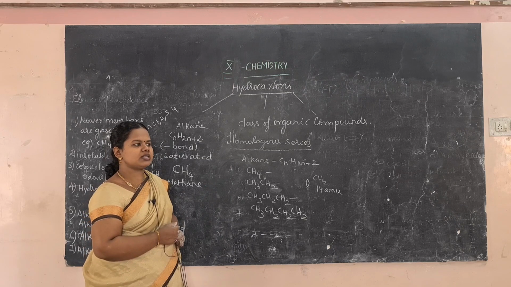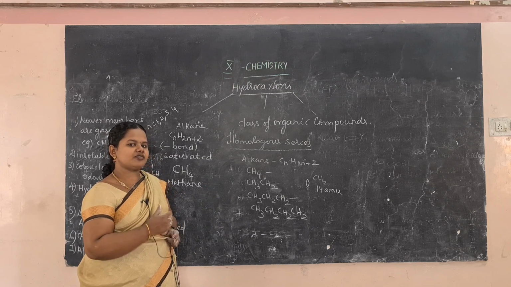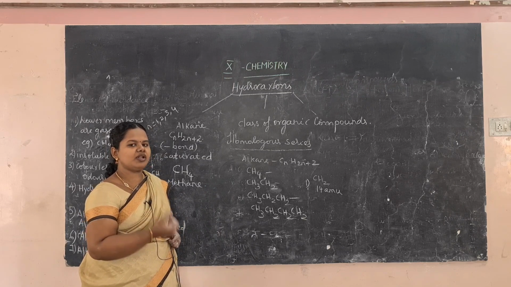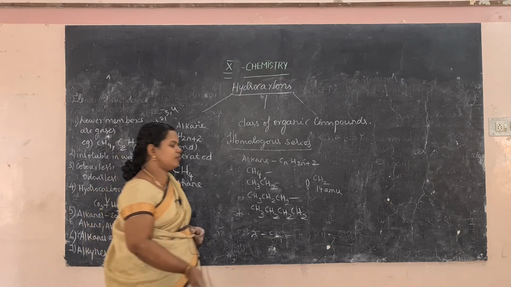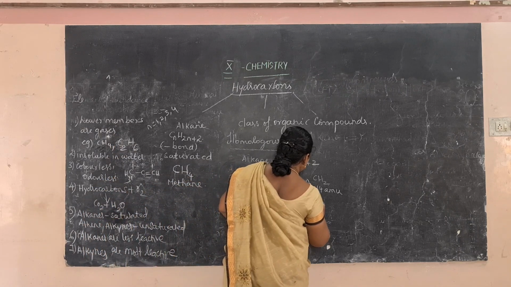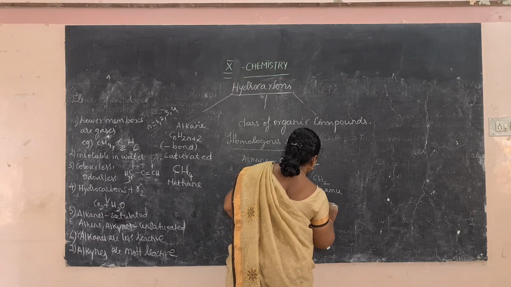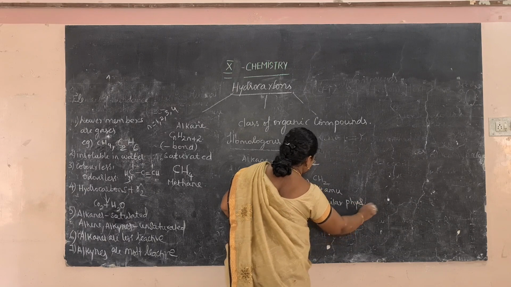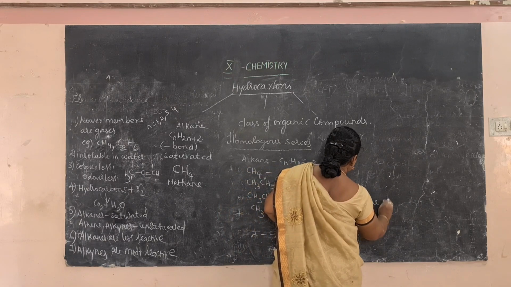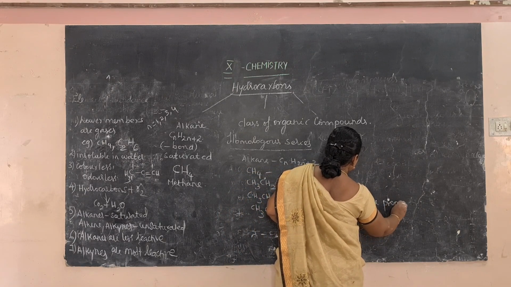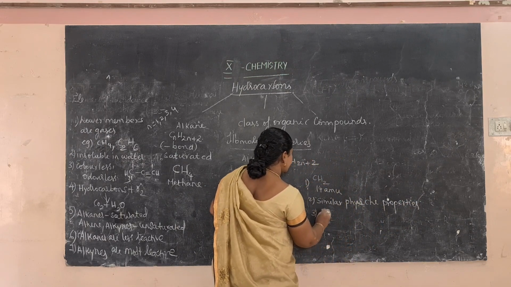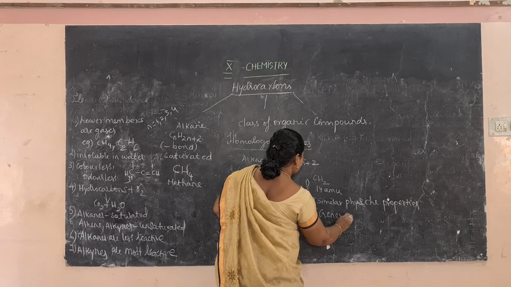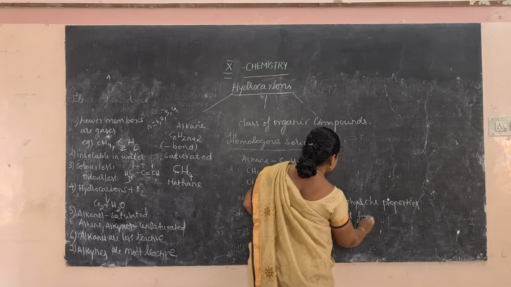Then the homologous series, in which the class of organic compounds will have similar physical property, and they will have similar chemical property. So the family will have similar physical and chemical properties. Then they are represented by a general formula. The homologous series are represented by a general formula.